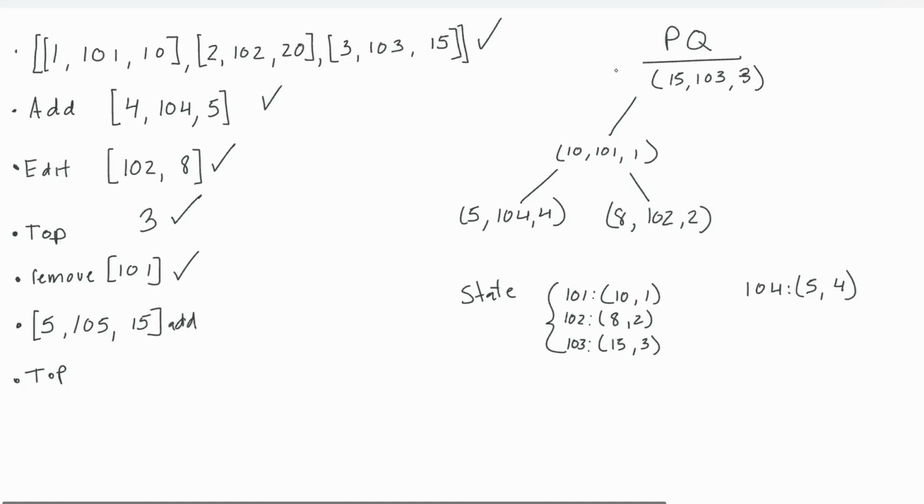So do we have to go through the entire priority queue and figure out where it is? Well, no. What we're going to do is delete this from our state. We're basically going to say this task has been deleted. I'm not going to consider it anymore.